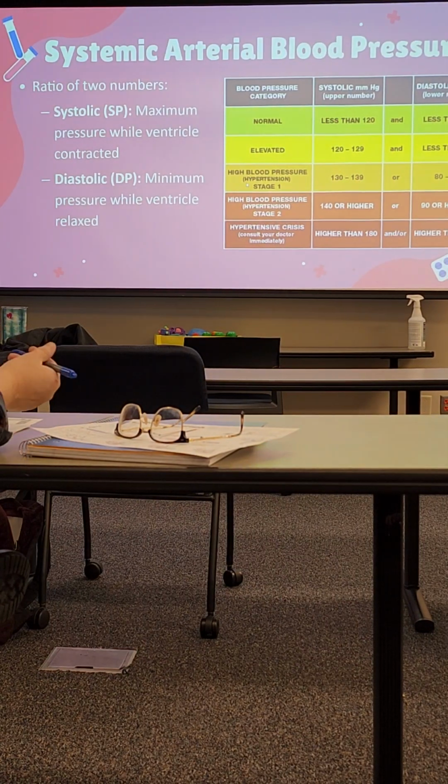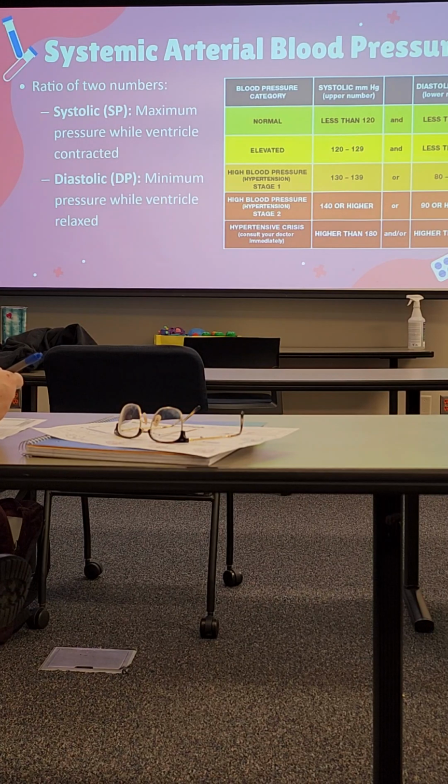So there's a few things. The first one is called systemic arterial blood pressure. This is literally just the blood pressure that they measure when they put the cuff over your arm. That cuff over your arm, we're going to talk a little bit more about in our lab. It's going to go over what's called the brachial artery.